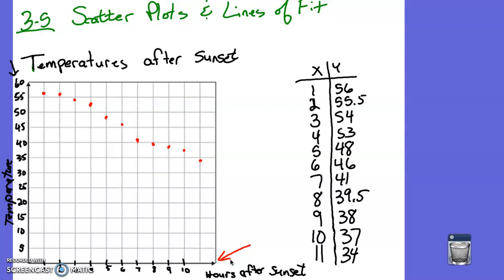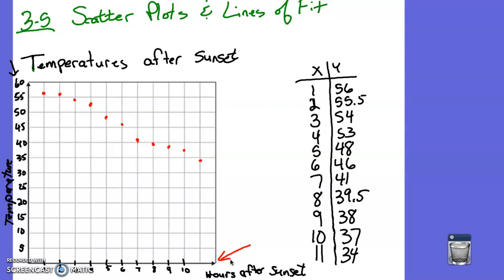I also want you to notice this is a scatter plot. If I connected those dots, they don't make a straight line. That's why they're called scatter plots. They're kind of scattered all over the place. Sometimes they have a pattern, and that's what I want you to notice. I want you to notice the trend or the pattern, or another word we use in math is correlation. Correlation just means pattern. What is the pattern that's happening here?